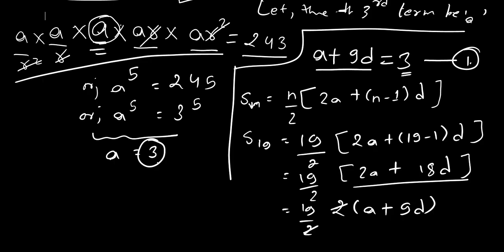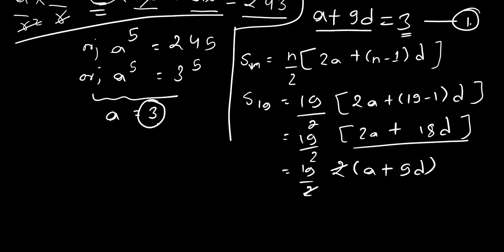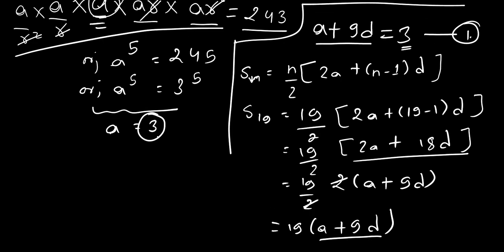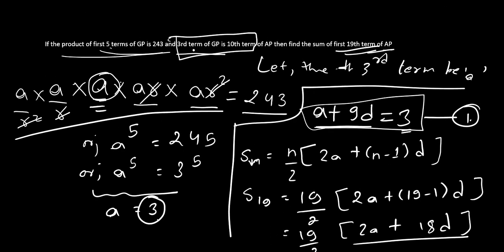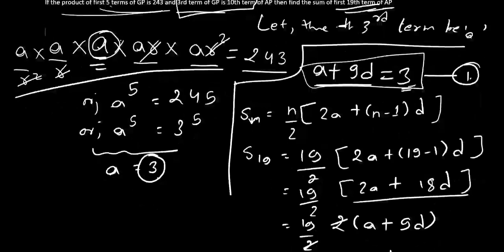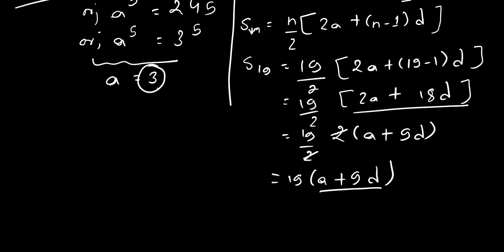We can cancel this 2 and 2, and we would be left with 19 times (a plus 9d). Now, here a plus 9d, the value is equal to 3. We made this equation 1, if you remember. We made this as equation 1 from what was given in the question, that the third term of the AP is the 10th term. From that, we can write a plus 9d as 3. So in the place of a plus 9d, we keep 3. So 19 multiplied by 3, we get our answer, that is 57.